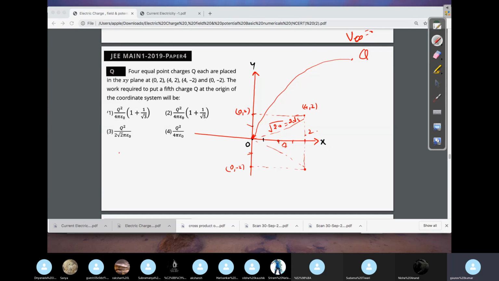Due to these two, potential will be what? You will write 2 times kq by R. What is R here? 2. And plus 2 times again k into q by what? What is R here? 2 root 5. So 2 can be cancelled, 2 can be cancelled. If we take kq common, we'll get 1 plus 1 by root 5 here. And just multiply by q. So what is the answer? 1 by 4 pi epsilon naught you have here. So you'll get q square, 1 plus 1 by root 5, which is the answer of the question.